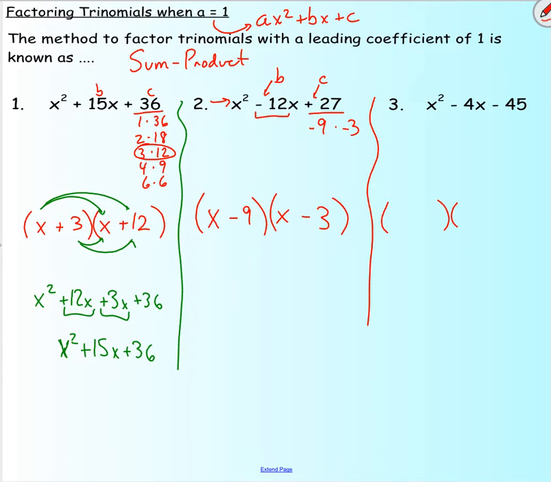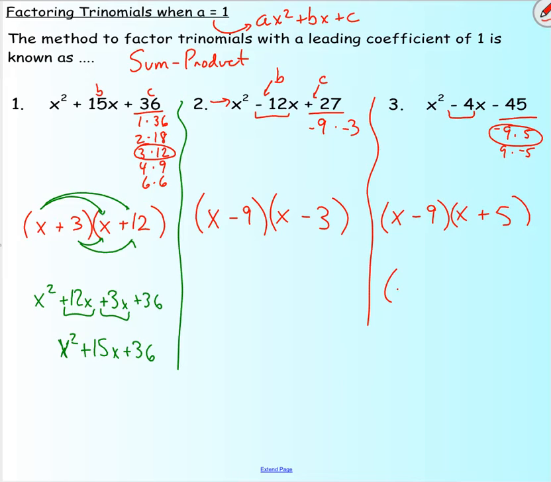Finally, for number 3 here, another sum product, x and x in front. I need to figure out what times what gives me negative 45. So one number has to be positive, and one number has to be negative. So with 45, I'm thinking right off the bat, 9 times 5. Maybe it's 9 times negative 5. Those are two different options. If I want to add up to a negative 4, I'm going to want to go with the pair where negative 9 plus 5 gives me negative 4. So minus 9 and a positive 5 there.